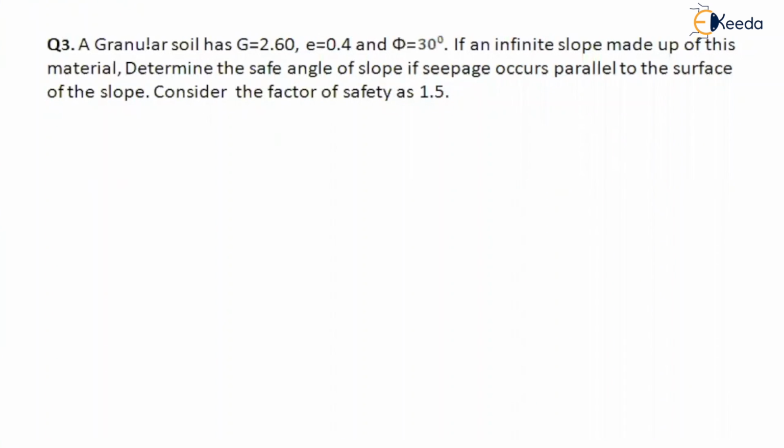First read the problem. A granular soil has G equal to 2.60, e equal to 0.4 and phi equal to 30 degrees. That means the properties of the soil are given. We have an infinite slope made up of this material. Determine the safe angle of slope if seepage occurs parallel to the surface of the slope. We have to find the angle of slope by considering a factor of safety of 1.5.